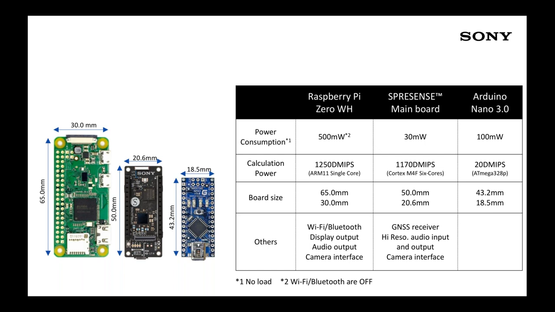And then as far as board size, it's important because we are building prototypes. We want to know how big our prototype is getting. So it's very much comparable. It's right in the middle between Arduino and Raspberry Pi.